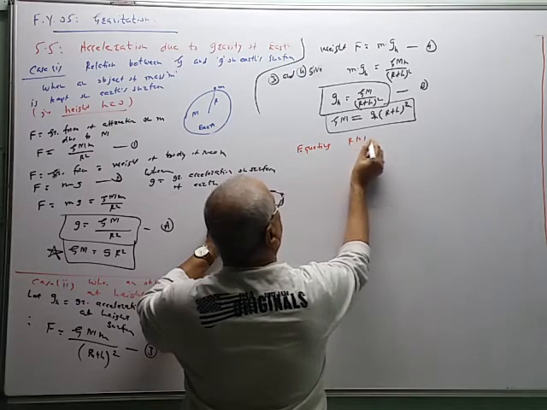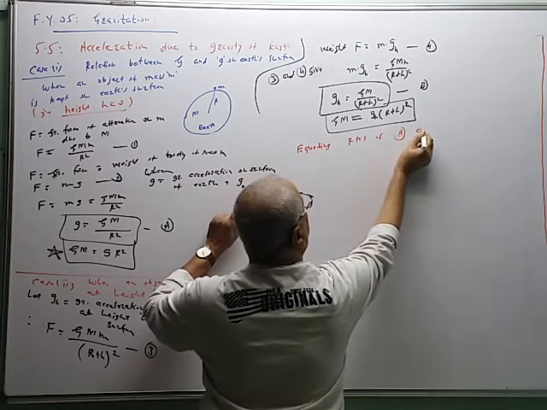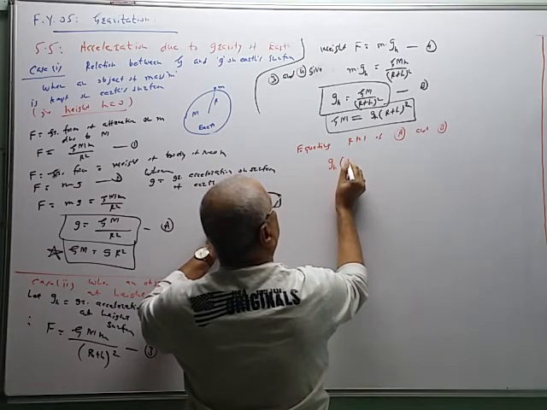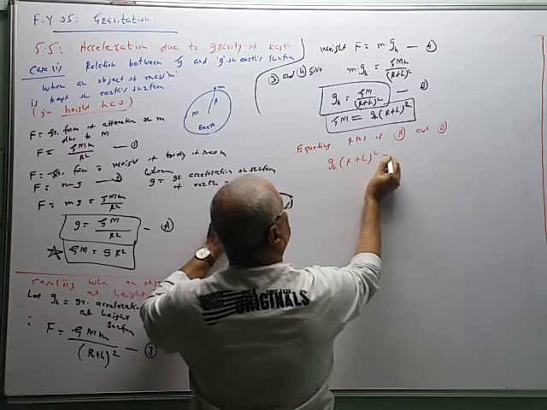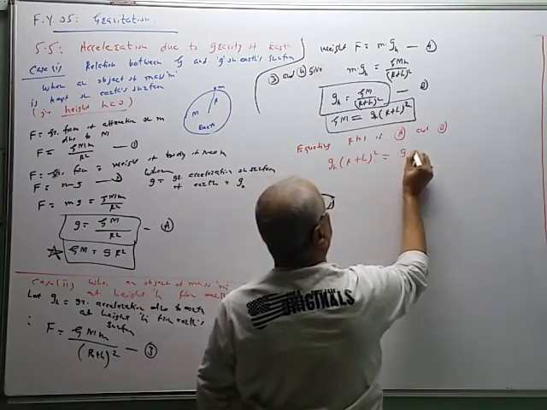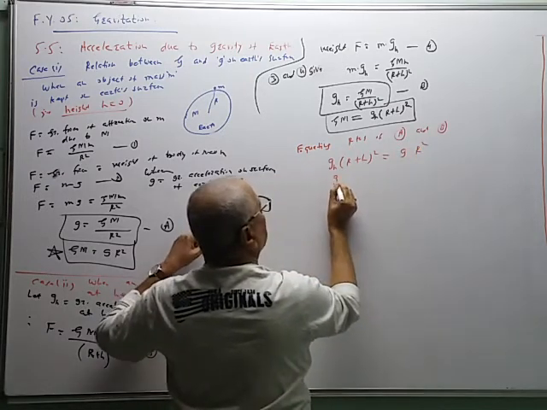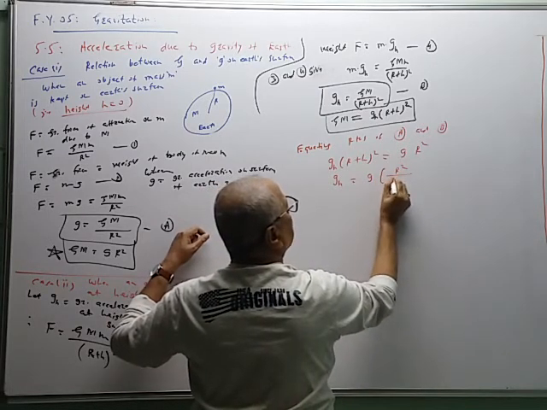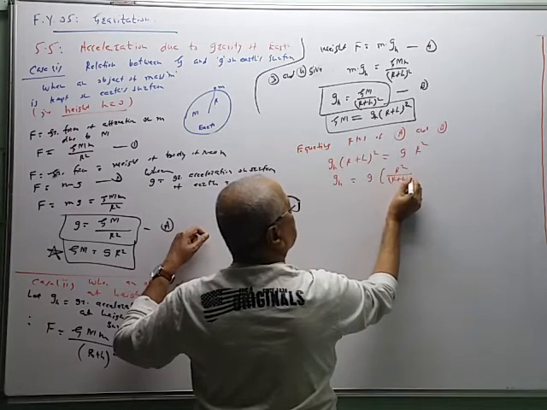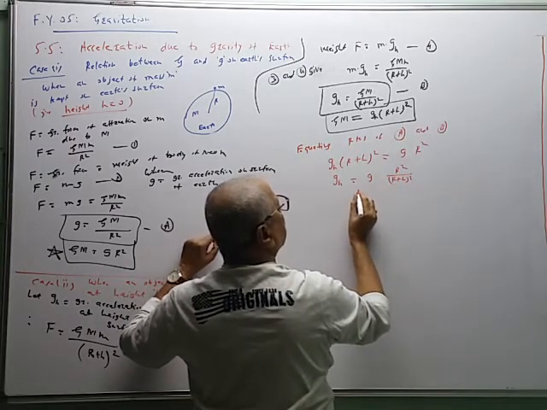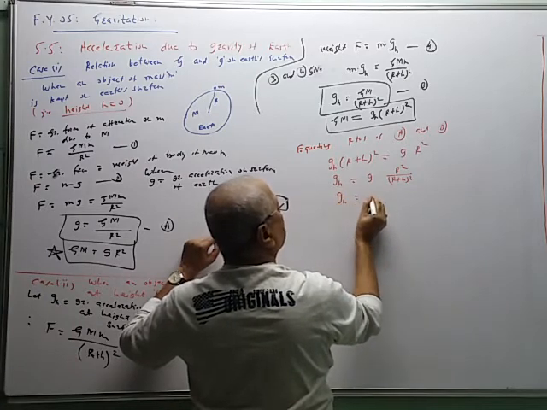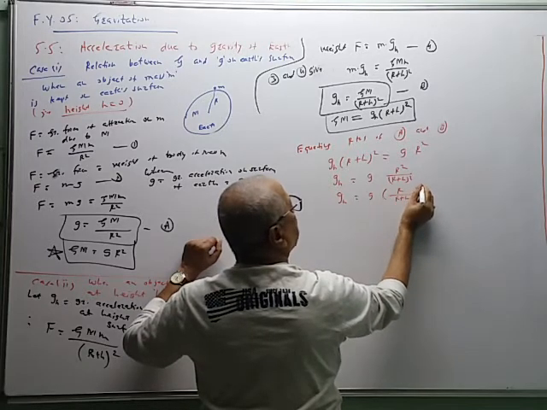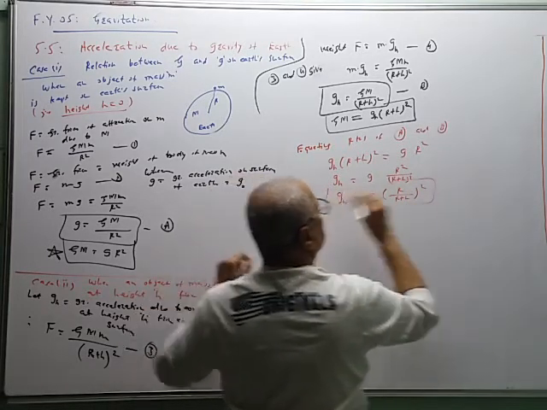Equating the right hand side of equation capital A and capital B, gh into R plus h bracket square is equal to gR square, and therefore the gravitational acceleration at height h is equal to gravitational acceleration on the surface of the Earth, g, into R square upon R plus h bracket square. So this can also be written as gh is equal to g into R upon R plus h whole bracket square. This is equation C.